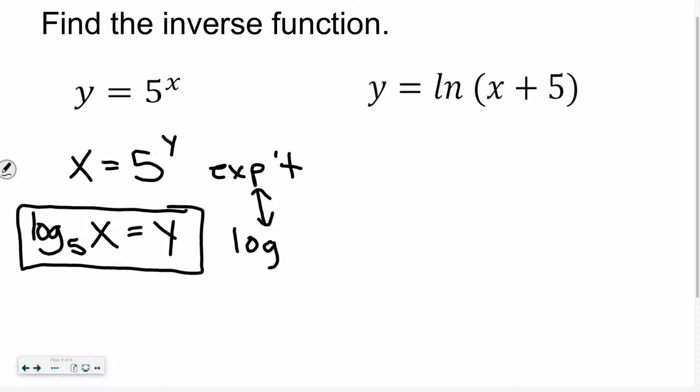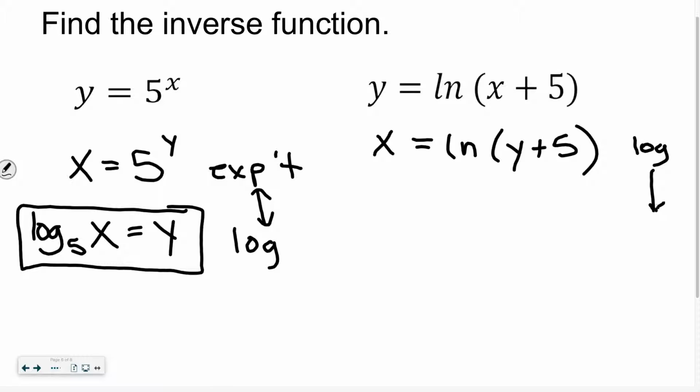What are we going to do first? Let's flip-flop x and y. Well, I'm supposed to solve for y, but y is now trapped inside of parentheses behind a log. So it's currently in log form. I've got to change it into exponent form. How do you break into logs?